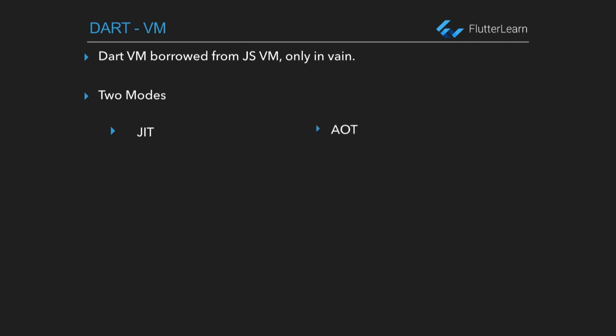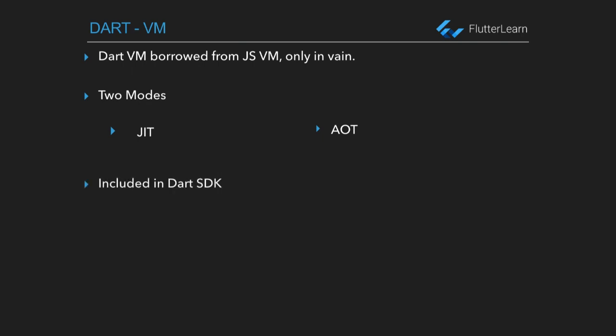AOT, which is an acronym for Ahead of Time, is a mode that is used to support loading and execution of pre-compiled machine code. It does not support dynamic loading, parsing, or compilation. It is mainly used in deployed apps.